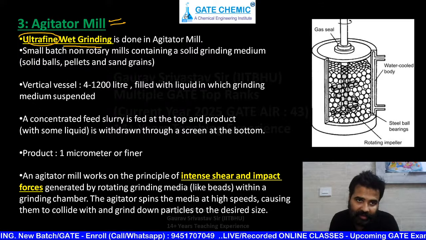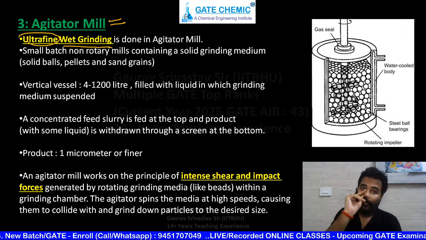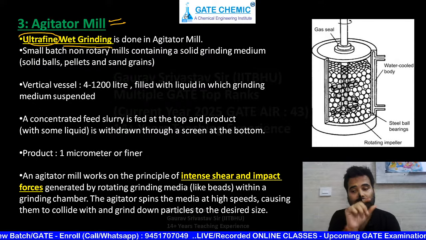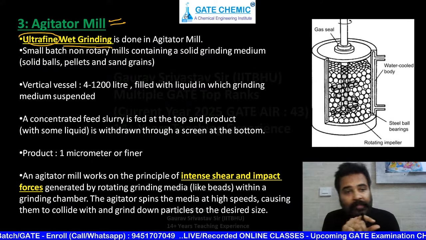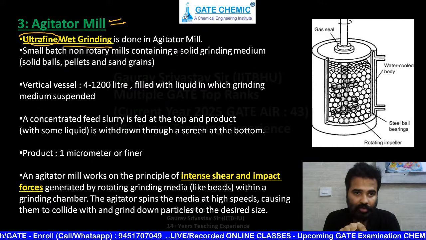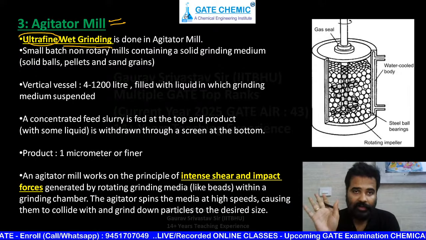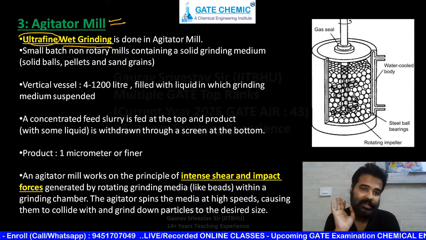Here wet grinding takes place, beta. Agitator mill, wet grinding. This can be asked in your examination, beta. Which of the following is used for wet grinding? Always an ultra fine grinder. So it is the agitator mill.